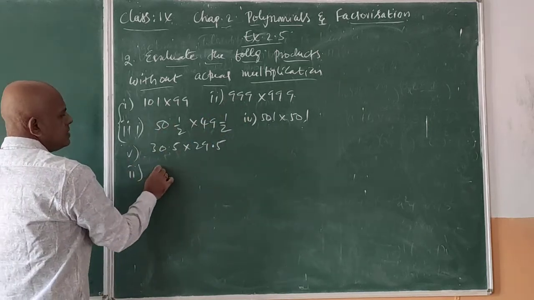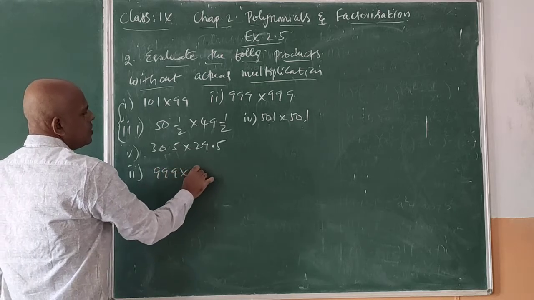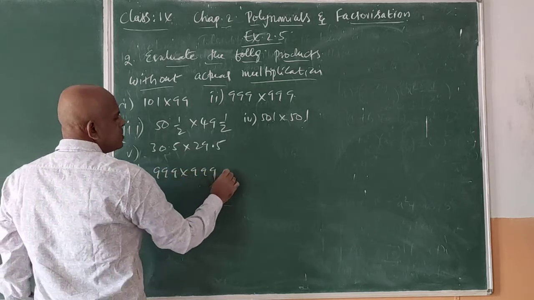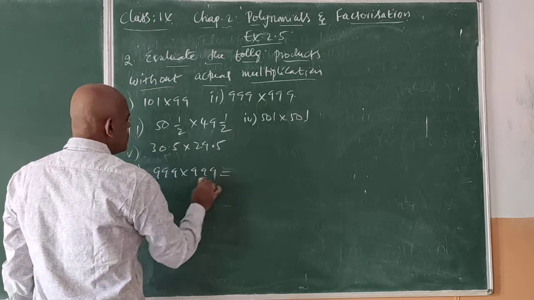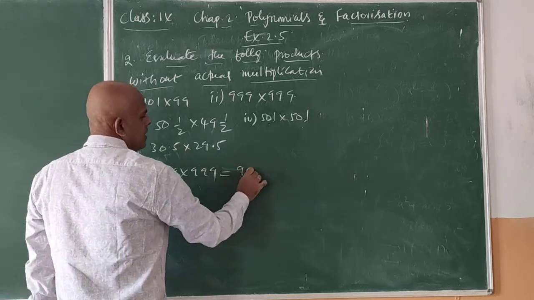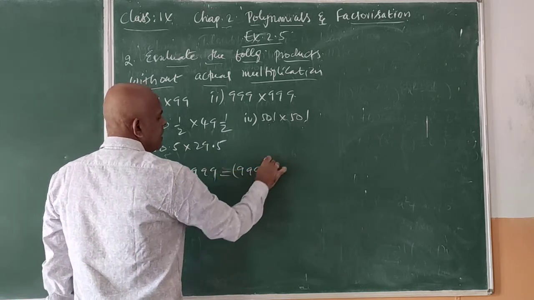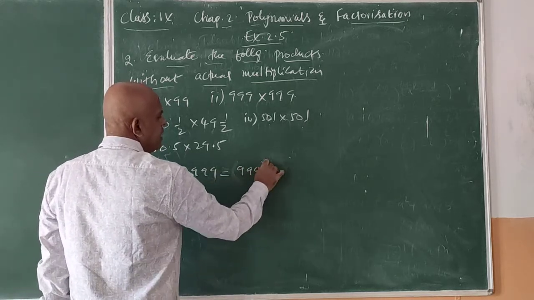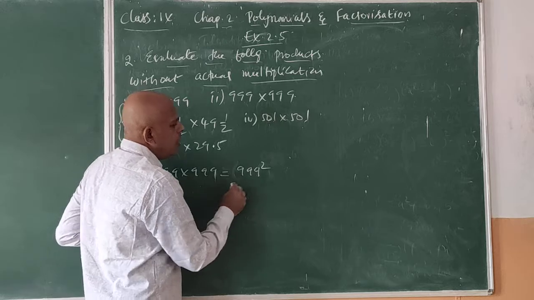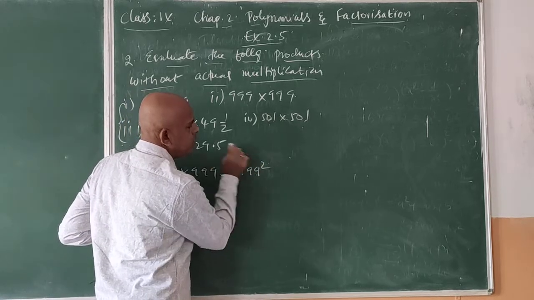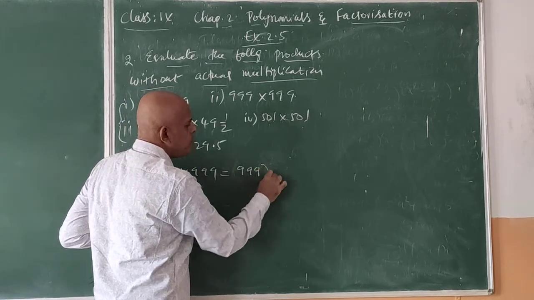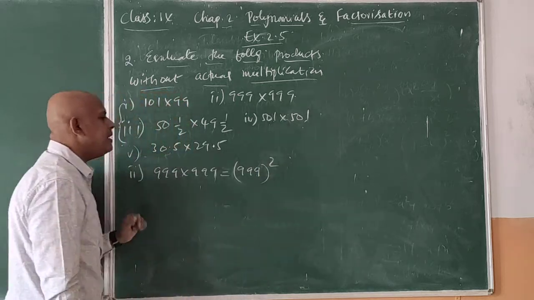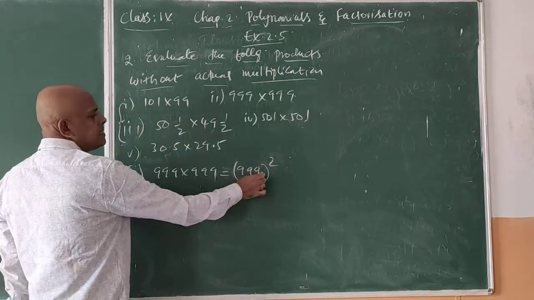The second one is 999 into 999, which is equal to 999 two times, so 999 square. Sometimes we can write it as 999 square, it will be a quad, or it becomes 99 9 square. So that's why it is better you keep the bracket. Okay, 999 square.